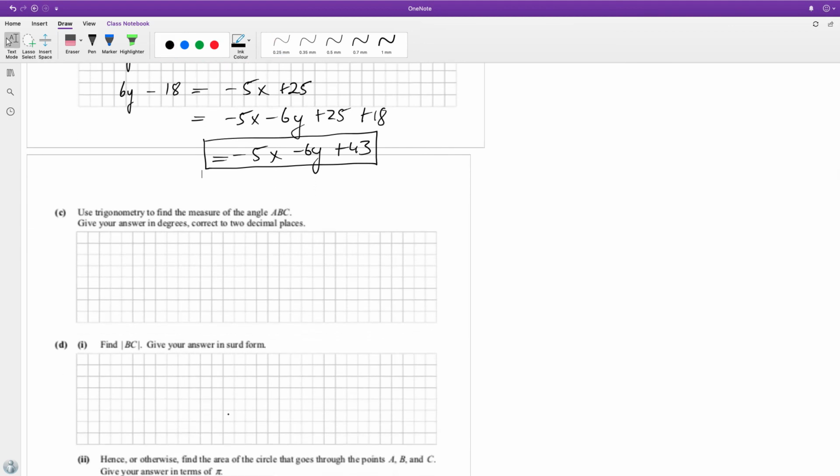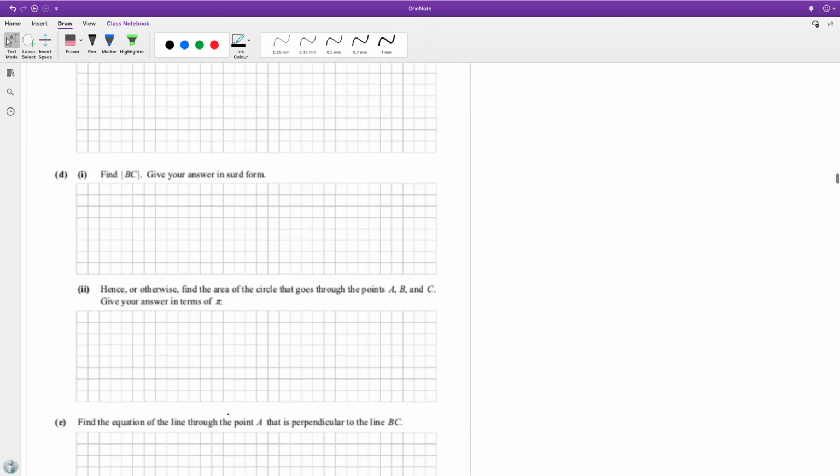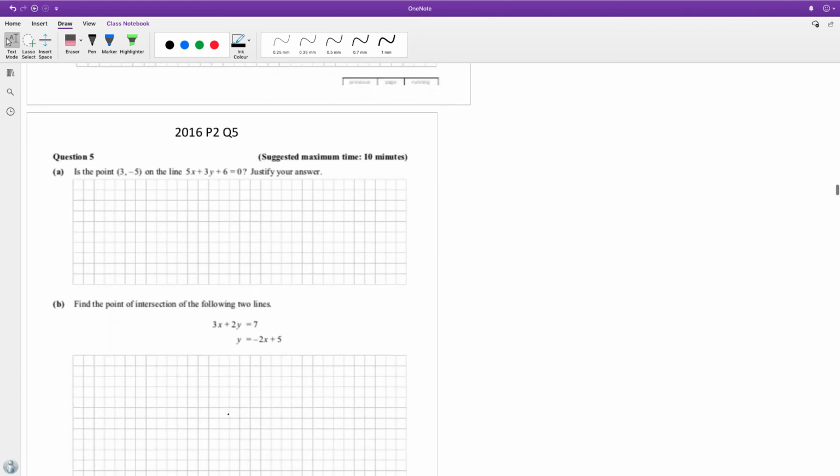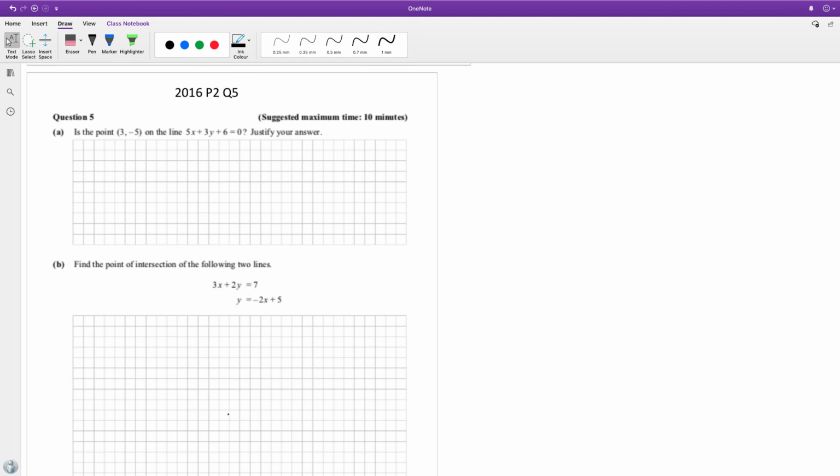Right, use trigonometry to find the measure of the angle ABC, give your answer in degrees, correct to 2 decimal places. We'll come back to that another time. Just to finish off with, off you go, A and B. Here, question 5, A and B. No help. A and B, and you have 4 minutes to get it done.